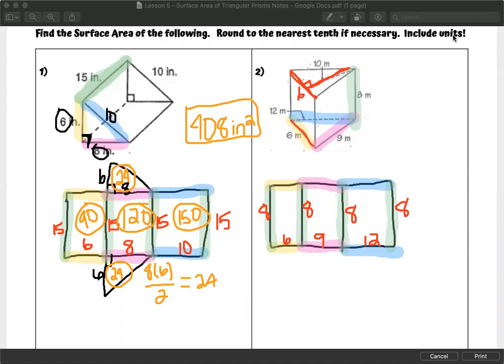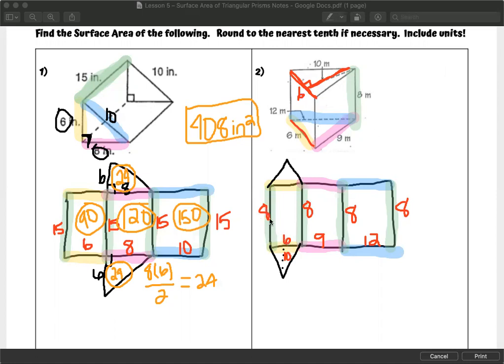So when I'm drawing in my net, I'm going to attach the triangle to the 6 side. So it has a base of 6 and a height of 10. Now let's go ahead and calculate.